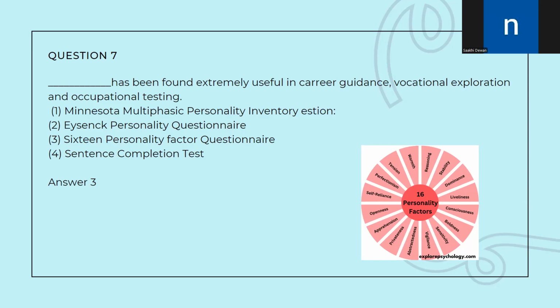The next question states, Dash has been found extremely useful in career guidance, vocational exploration, and occupational testing. All right. So, in this, there are different self-report measures given to us as options, and we have to identify which self-report measure is found useful in career guidance, vocational exploration, and occupational testing, right? So, we clearly know it is the 16 personality factor questionnaire given by Raymond Cattell. This 16 PF questionnaire is utilized thoroughly in career guidance and vocational exploration, as well as in occupational testing, right?